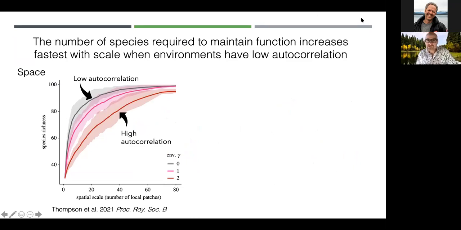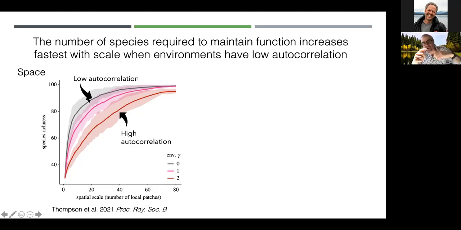There are a couple of figures in this paper that basically make the point that the number of species required to maintain function increases fastest with scale when the environments have low autocorrelation. So here is species richness on the y-axis, and we have spatial scale. Spatial scale is simply the aggregation of patches, like I showed you on the cartoon a few slides ago, right? We can go from one patch all the way up to aggregations of 80 patches. We're cookie cuttering the landscape, if you like. And here we're only varying the spatial autocorrelation. So you'll see that we accumulate species very quickly as we increase scale in low autocorrelated environments, right?